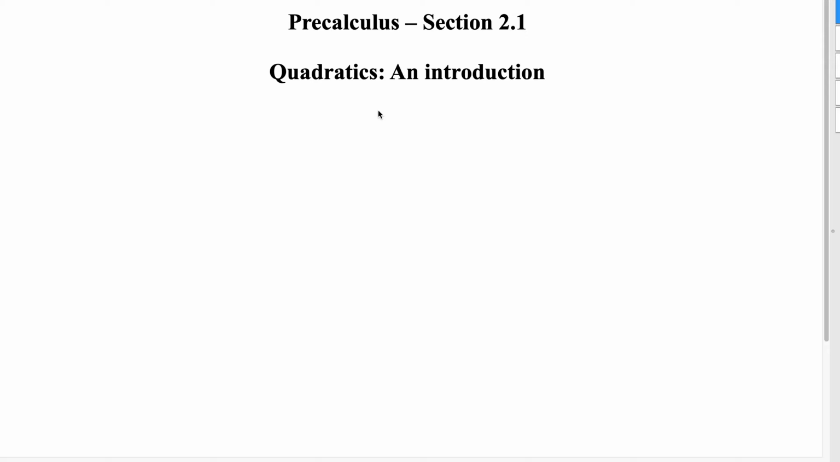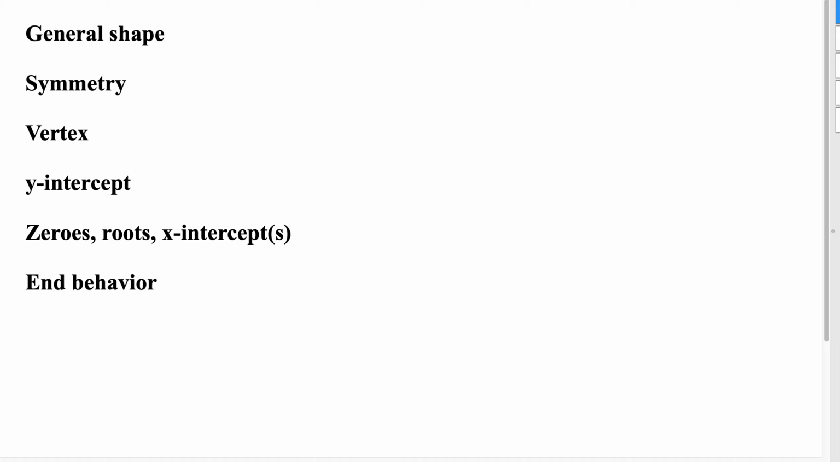Okay, so now we're going to talk about quadratics, an introduction. So first off, the general shape. Technically, the general shape of a quadratic is called a parabola, which you probably know. I won't dock you for spelling, but it's P-A-R-A-B-O-L-A. Okay. So a quadratic is of the form, in general, y equals x squared.